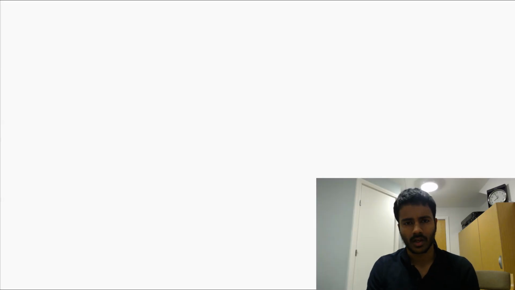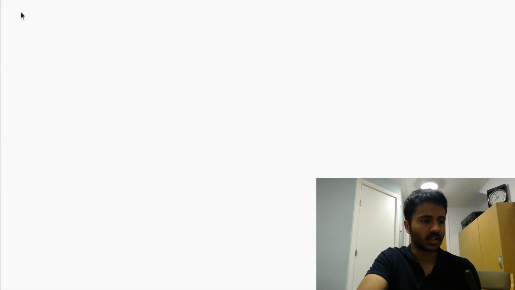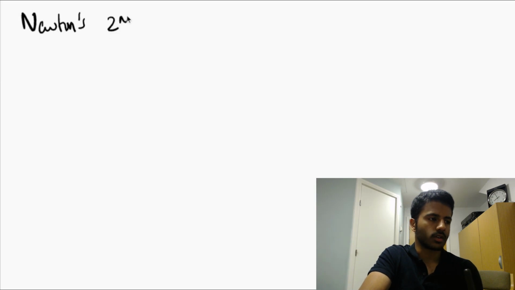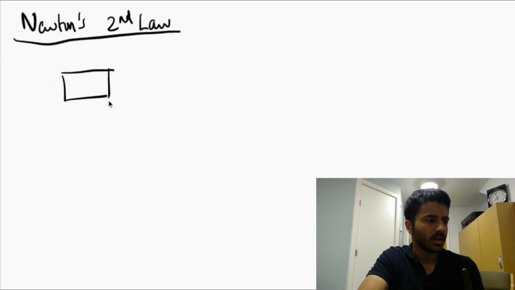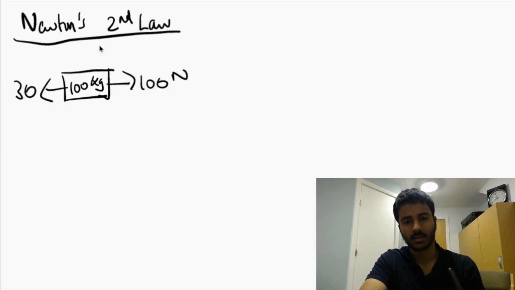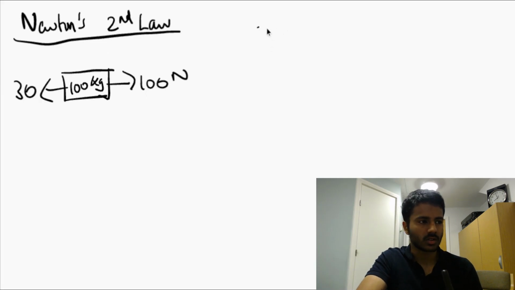So today we're going to be looking at Newton's laws of motion. And the first one we're going to actually look at is the second law of motion. So Newton's second law. Now Newton's second law is, let's say you had a body and there were a couple forces acting on it. Let's say a 30 Newton force this way and a 100 Newton force that way. Let's say the mass of this body was 100 kilograms. Newton's second law states that the resultant force, F, is equal to the mass of the body times its acceleration.